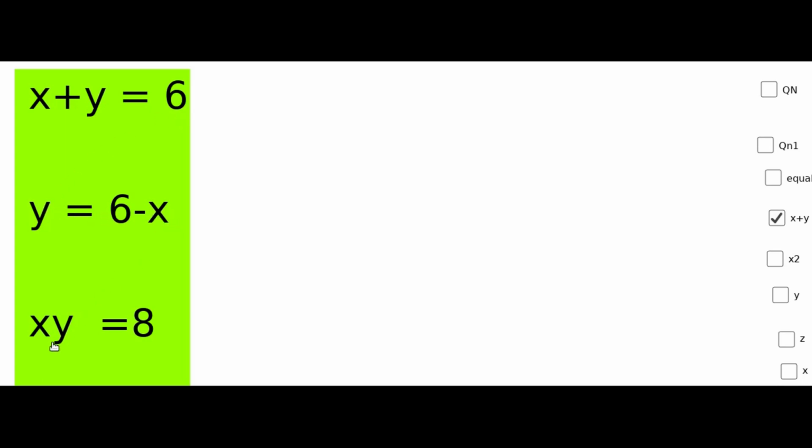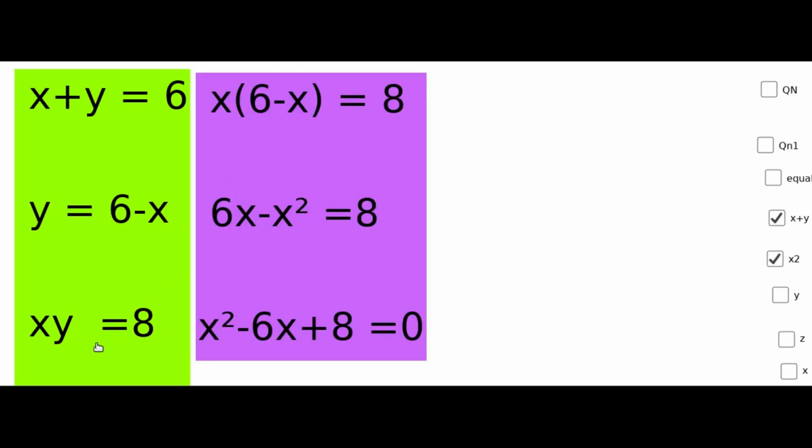And also we have the equation xy equal to 8. Since xy equal to 8, instead of y we can write 6 minus x. That is x into 6 minus x equal to 8. 6x minus x square equal to 8. Take these terms into right side. We get x square minus 6x plus 8 equal to 0.